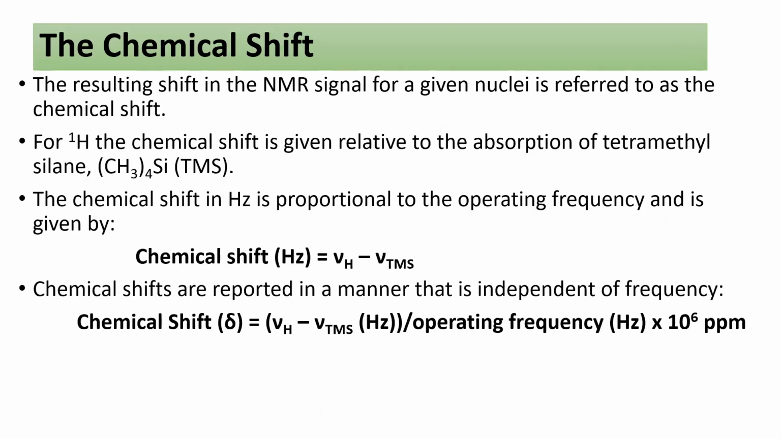So chemical shift. The resulting shift in the NMR signal for a given nucleus is referred to as a chemical shift. For a proton, chemical shift is given relative to the absorption of tetramethylsilane, TMS. The chemical shift in hertz is proportional to the operating frequency, and is given by the frequency of the proton minus the frequency of TMS. You have to have something to refer to, a starting point, a reference point. Chemical shifts are reported in a manner that is independent of the frequency. So the change in the frequency divided by the operating frequency times 10 to the 6 gives us ppm. This equation is just a repeat from lecture 12.